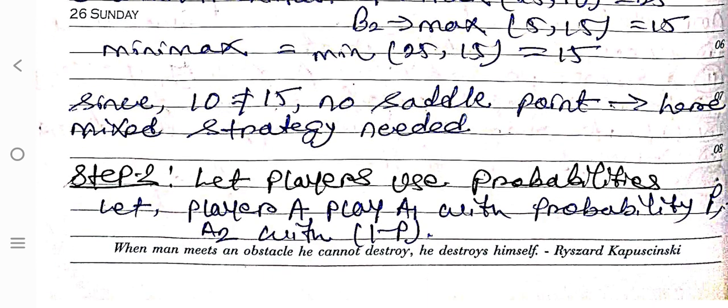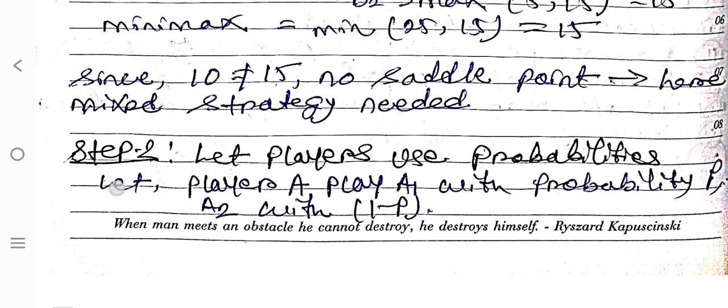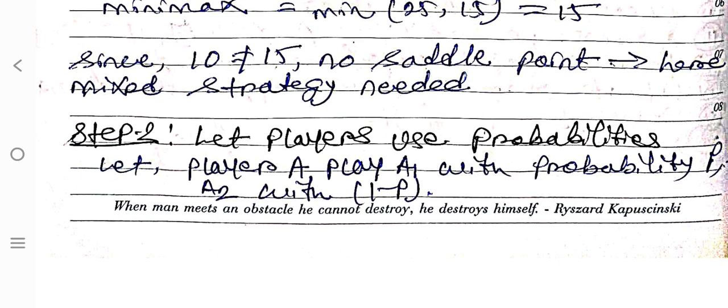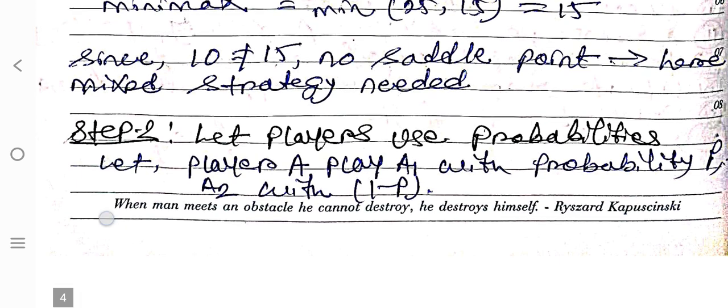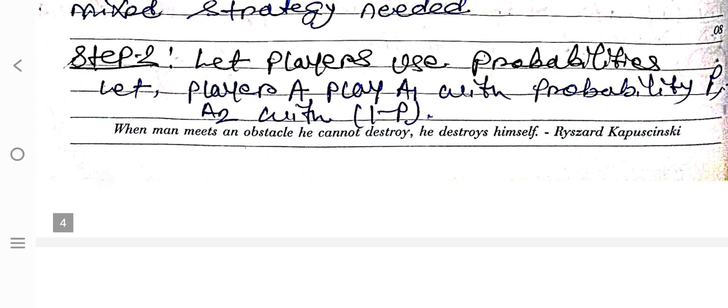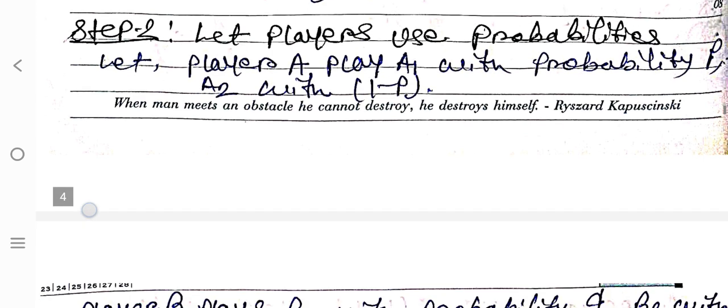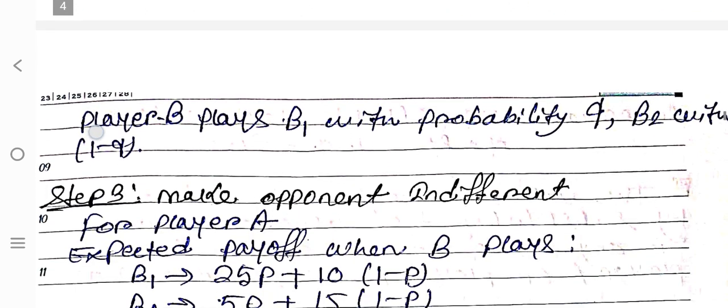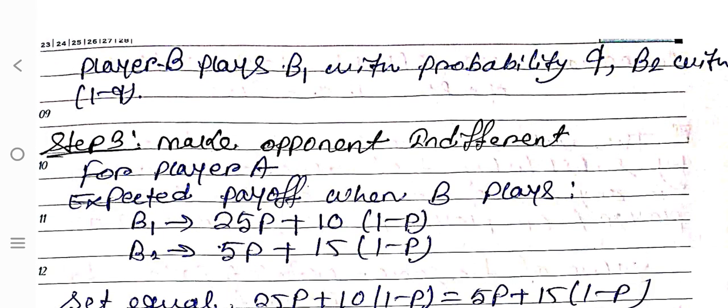Since 10 is not equal to 15, the maximin value is not equal to the minimax value, so there is no saddle point. Here a mixed strategy is needed for solving our 2 by 2 game. Step 2, let the players use probabilities. Let player A play the A1 strategy with probability p and A2 with probability 1 minus p, and player B play B1 with probability q and B2 with probability 1 minus q.